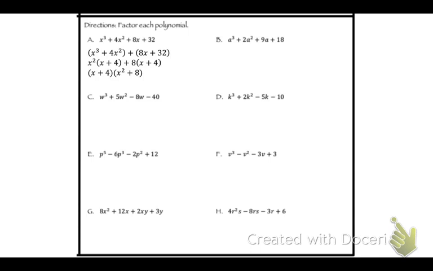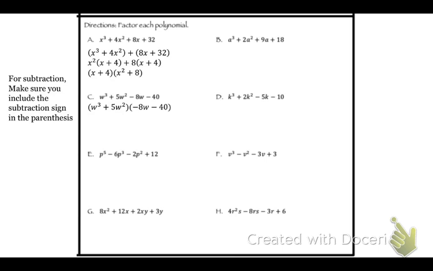Okay, on C, for subtraction, you have to include that subtraction sign in the parentheses. So that's going to be w cubed plus 5w squared, and then negative 8w minus 40. What do w cubed and 5w squared have in common? A w squared, so I'm left with w plus 5. Negative 8w and negative 40, they have a negative 8 in common, and I'm pulling out a negative because this is a negative sign right there. Okay, so I'm pulling out negative 8, and I'm left with w plus 5. Now I have the w plus 5, so that's going to be w plus 5, w squared minus 8.